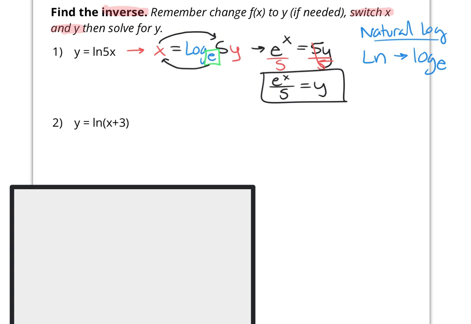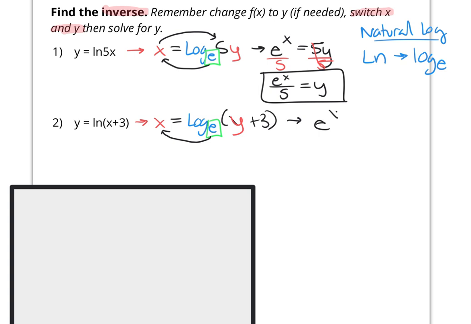I'm gonna do the same thing as problem 1. Switch my x and y. Rewrite my natural log as log base e. Then I do my loop again. Always start at the base. The base is e. So that's going to be my base for my exponent. It'll be base e. Go in the direction of the equal sign.